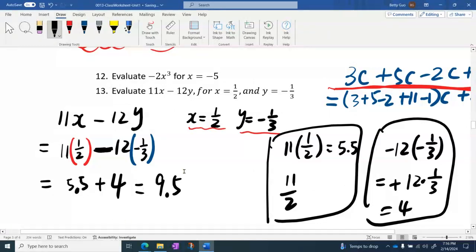All right. This question is also about plugging in, but it has two different variables. Any questions?